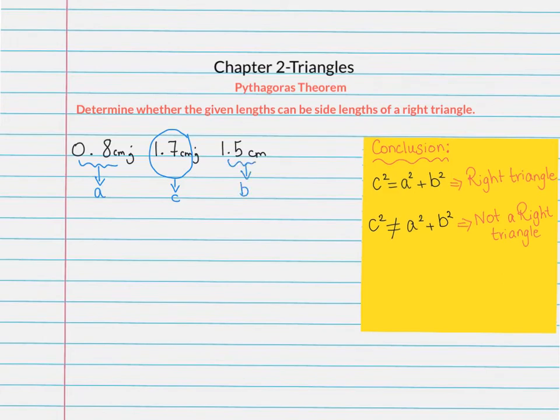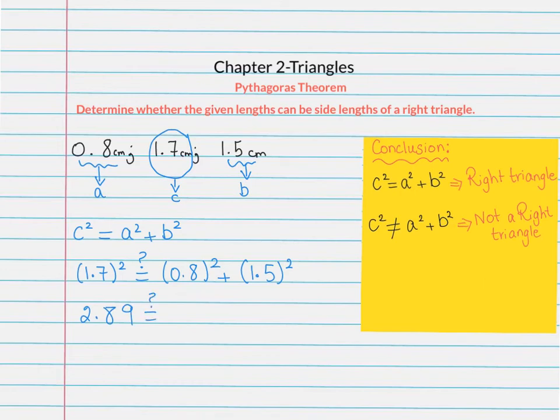Now, our test for a right triangle would be the Pythagoras theorem. So we are testing if c squared is equal to a squared plus b squared. c squared here is 1.7 to the power of 2. Is it equal? Why do we put the question mark? Because we are testing, we are not sure. To 0.8 to the power of 2 plus 1.5 to the power of 2. Using your calculators, 1.7 to the power of 2 is 2.89. Is it equal?